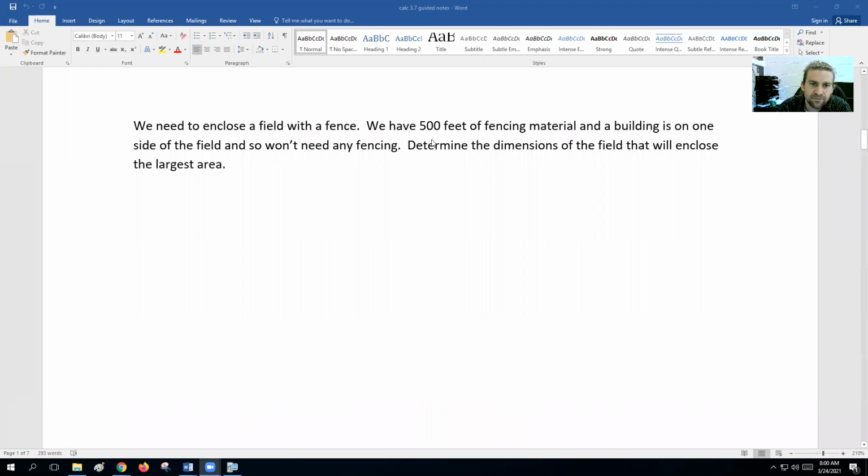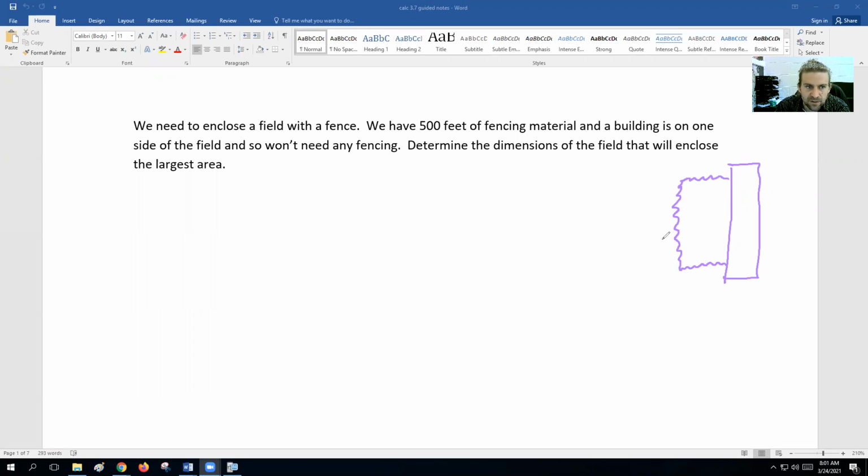All right, we need to enclose a field with a fence. We have 500 feet of fencing material, and the building is on one side of the fence. Okay, so what we got going on here is we have a building. This is the side of a building, aerial view, and then we have some fencing. We're gonna make like a rectangle fencing. Okay, we got 500 feet of this fencing here, and we don't need to put any up against this building.